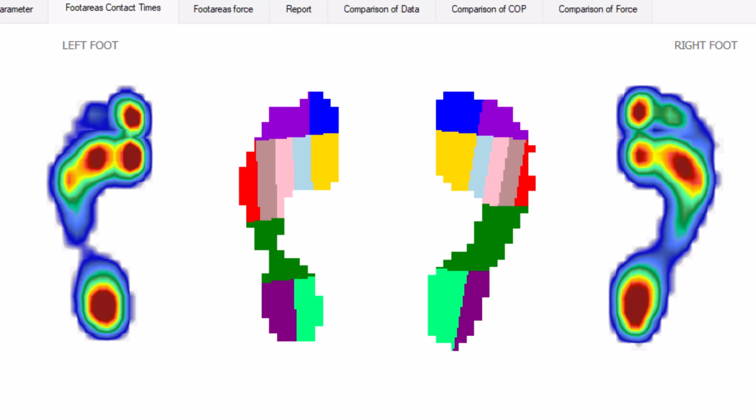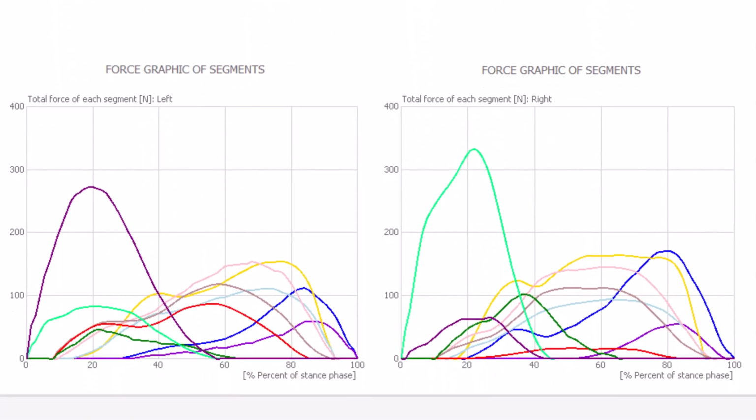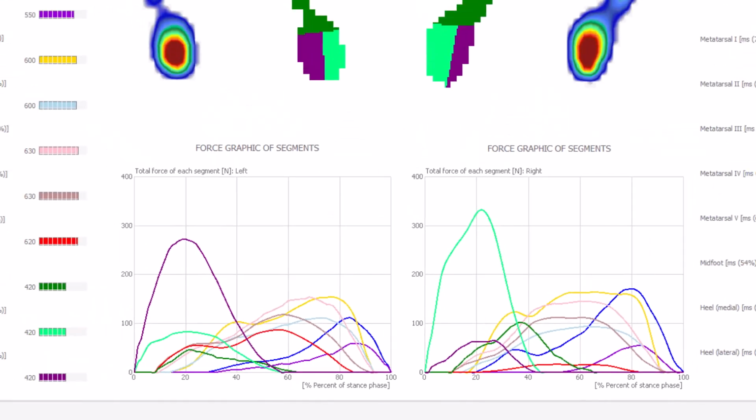For this reason, you have the option in the samples processing to refine the segmentation based on your expertise. Your adjustment will then be fully incorporated into this presentation of results. The graphs shown below represent the time course of the force development under the foot segments. The color coding here corresponds to what already has been mentioned.